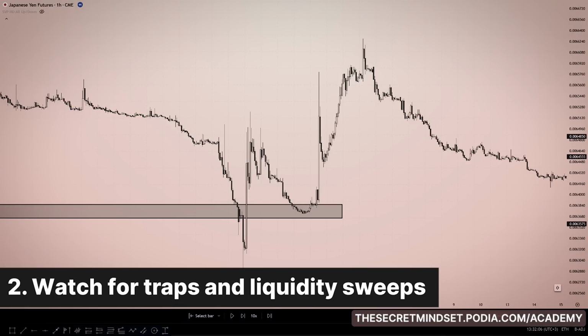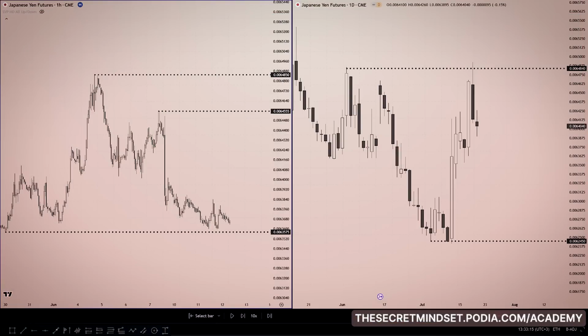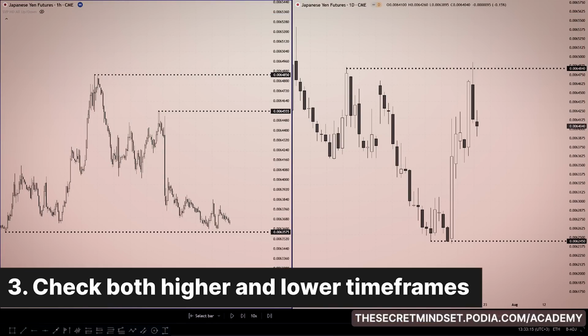Watch for traps and liquidity sweeps. Big players set traps to trick small traders. They often push price to key levels. Don't fall for these fakeouts. Use multiple timeframes. Check both higher and lower timeframes. This gives you a fuller picture of liquidity across different market views. It helps you spot potential reversals or continuations more accurately.